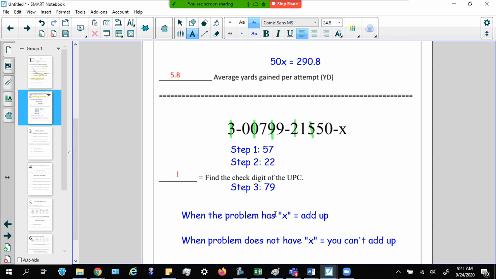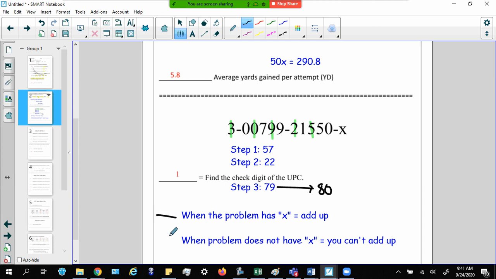Okay, so we're at 79, and the next number after 79 would be an 80. So at this point, you should know what all this means: the only reason for the check digit to be there is to make the total end in 0. So here's the main takeaway: when the problem has an x, you add up. When the problem does not have an x, you don't add up.